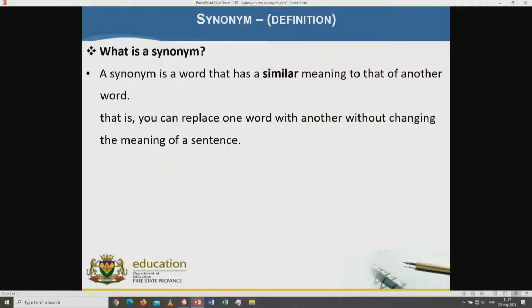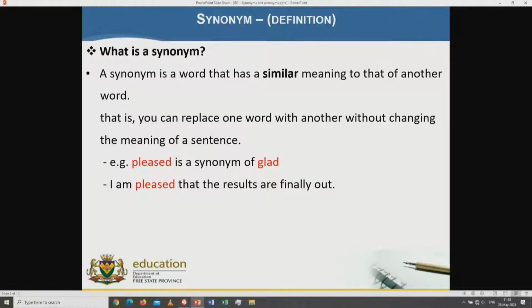Now let's look at examples of a synonym. I know some of you have already come up with examples, but let me share this one together with you. Look at this one: pleased is a synonym of glad. You can say in a sentence, I am pleased that the results are finally out, or you can say, I'm glad that the results are finally out. When you look at the two sentences, a synonym is used, pleased and glad, which means the meaning of the sentence hasn't changed, because pleased means the same as glad.